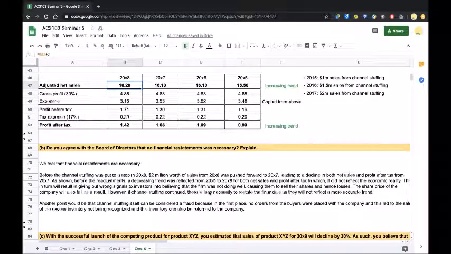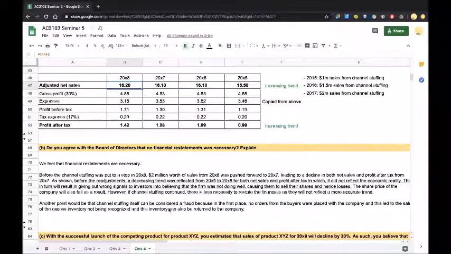And the second reason for part B is that if channel stuffing continued, there's less necessity to restate the financials, as the trend will still be decreasing. However, since they already stopped the channel stuffing, which totally affects the profit after tax figures and the trend, there's even more necessity to restate the financials. And these are the main points.